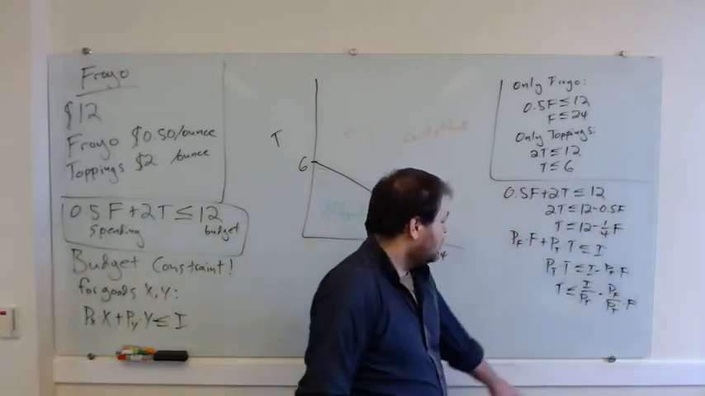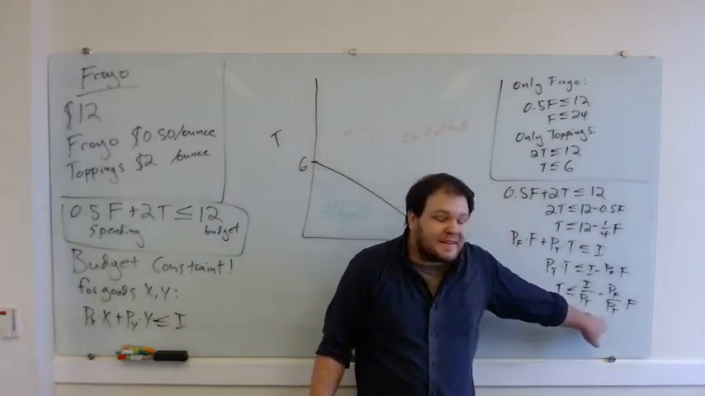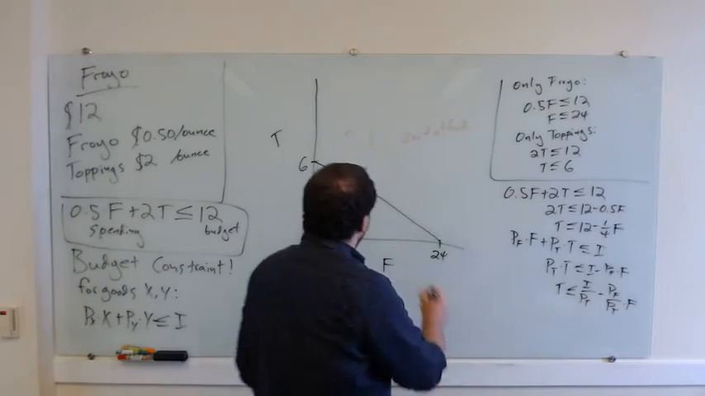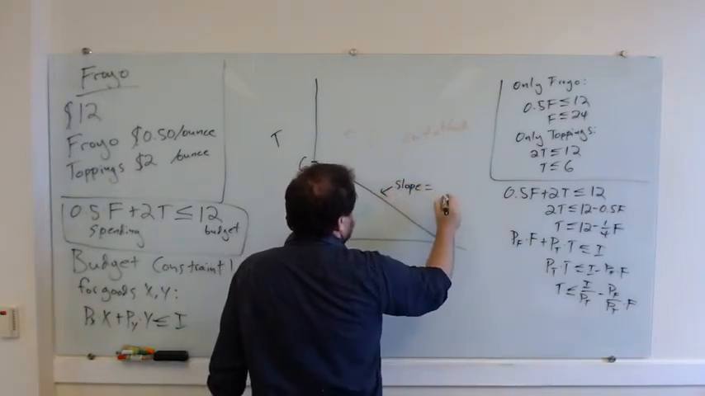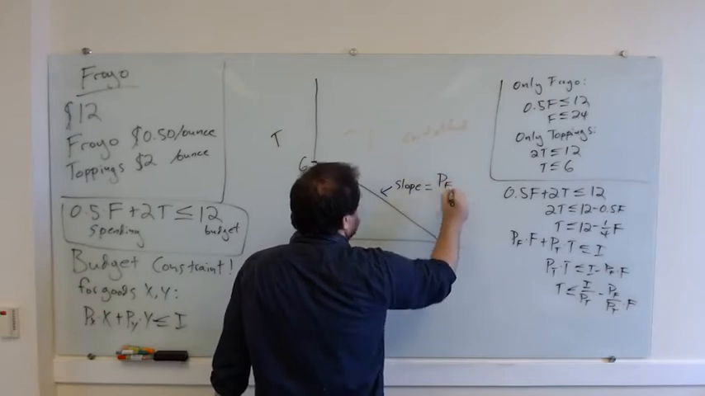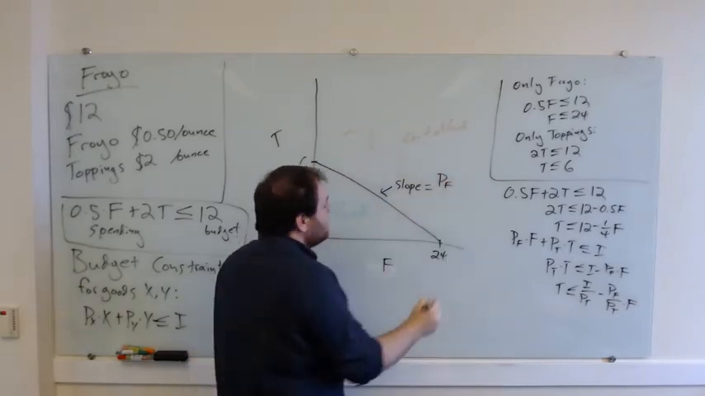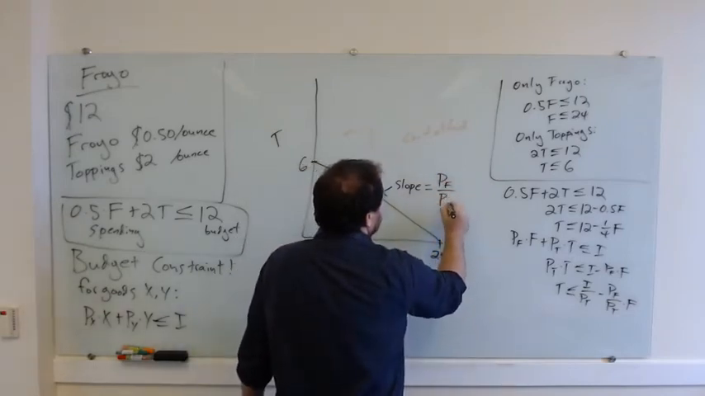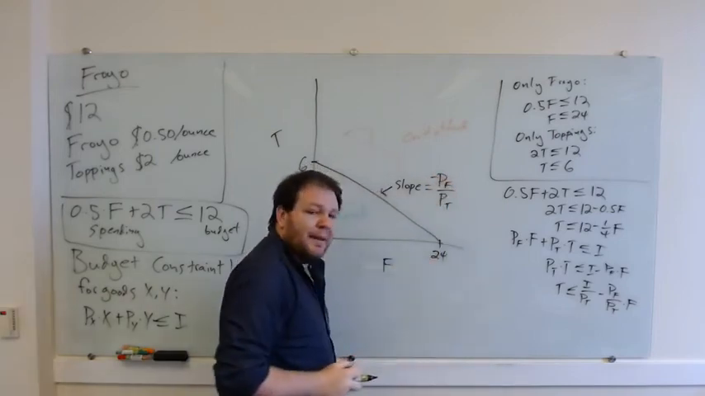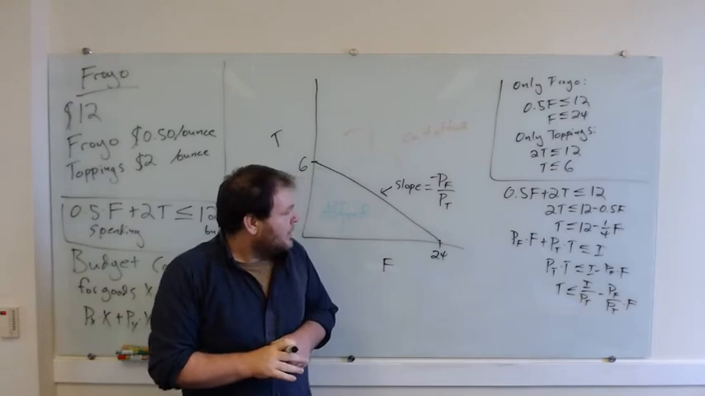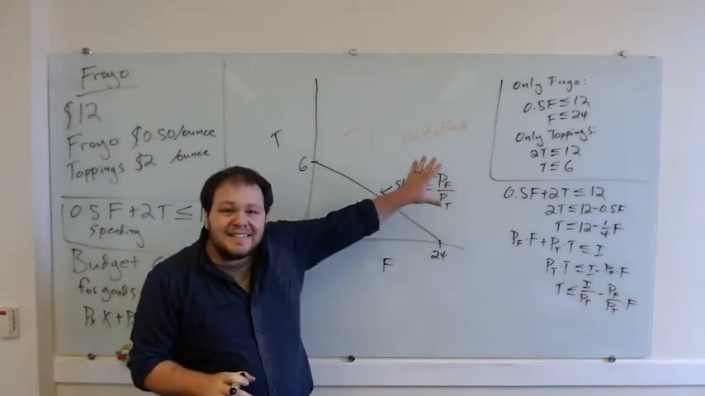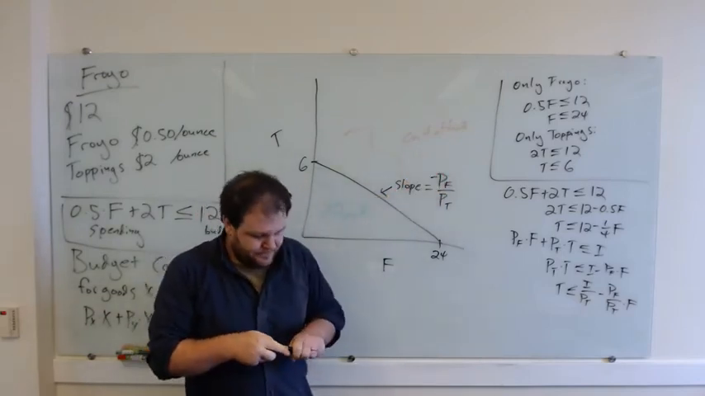Okay, so what does this mean? This is going to tell us that the slope of our budget constraint is going to equal the price of the horizontal good, which in this case is froyo, divided by the price of the vertical good, the negative of this, right? We're normally going to ignore the negatives because everything is negative. So why does this make sense? Why is this the slope, PF over PT?